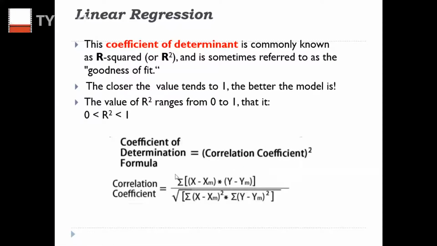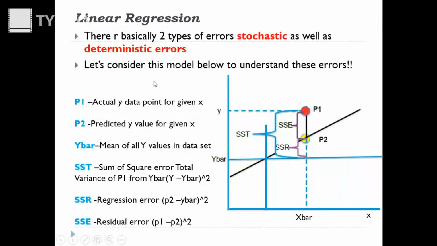In the coefficient of determination, what we try to specify is the goodness of fit of the model. First of all, before going into this, we need to know the types of errors for our regression model. There are basically two types of errors in our model: stochastic errors as well as deterministic errors. Stochastic errors are nothing but the residual errors, and deterministic errors are also called regression errors. Let us try to understand these types of errors from the given data set below.